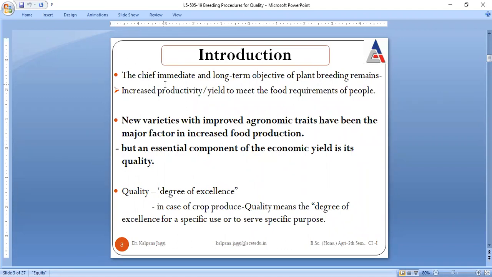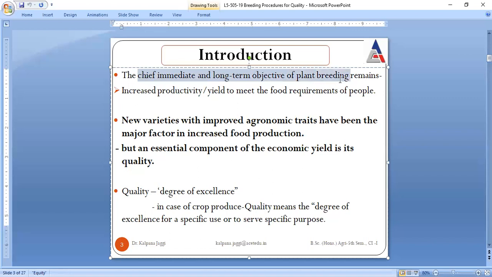But before I actually start with the breeding, in the very first lecture I discussed that the chief, immediate and long-term objective of plant breeding lies only in increasing the productivity. If I don't use the term productivity, then the objective, even in the future, is only focused on the yield, so that all the food requirements of the people can be met. So the objective of breeding is very clear.